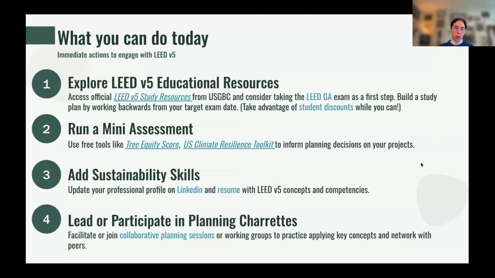And the last one here is to think about leading or participating in planning charrettes. A lot of these decisions are really most valuable in the planning phase. And so if you can be a voice in those meetings or even a leader and facilitator, that is where a lot of the value of this really starts to emerge when you start asking these key questions as projects are being developed.